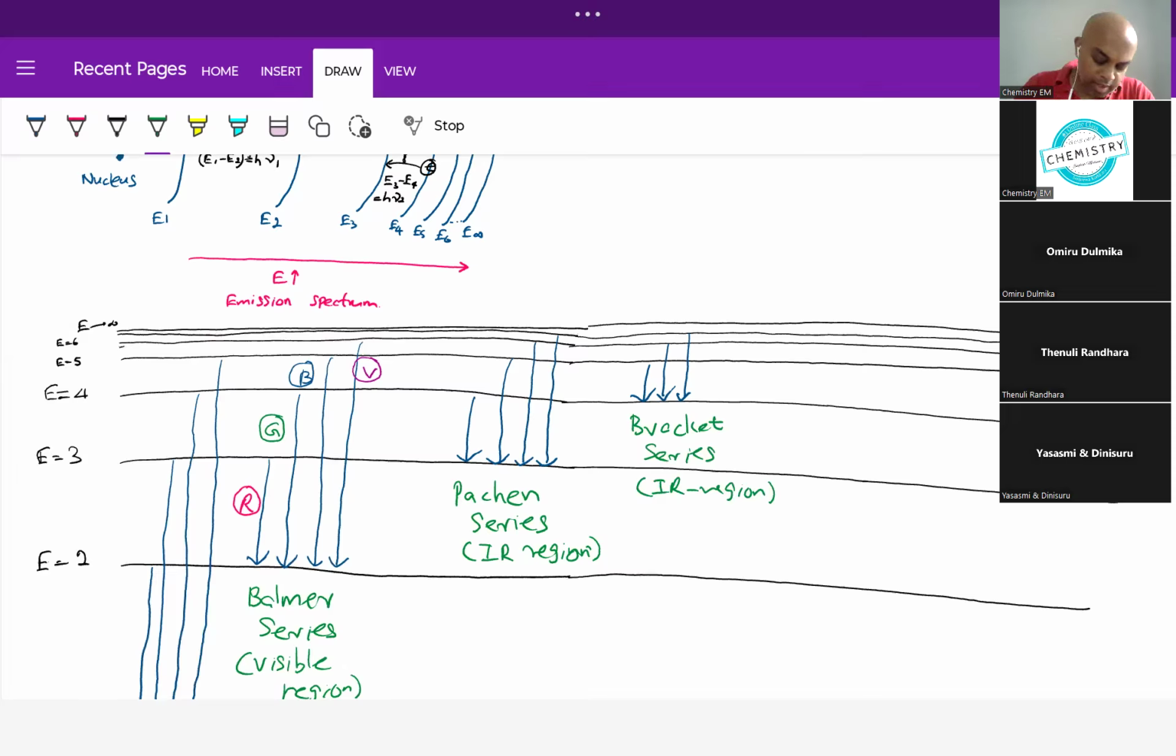Right? Then there can be jumps from high energy levels to n equals 5, like this. This series is called the Pfund series. P-F-U-N-D, P silent. This is called the Pfund series. This is in the far IR region.